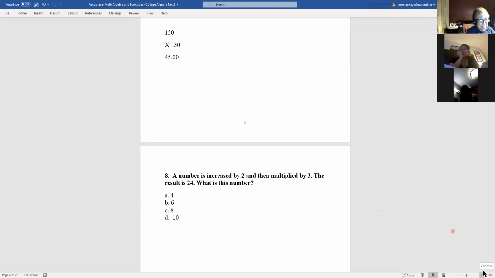What is this number, Latoya? Number 8. A number increased by 2 and then multiplied by 3. The result is 24. Increased by 2. What is this number? X. So what do you want to do? You want to let the number be X.